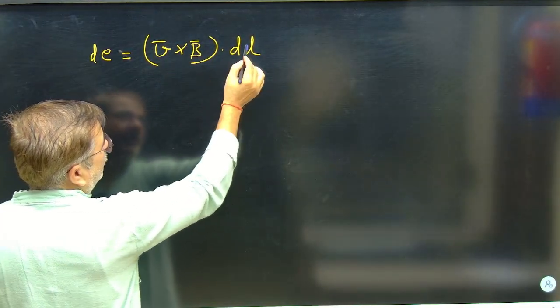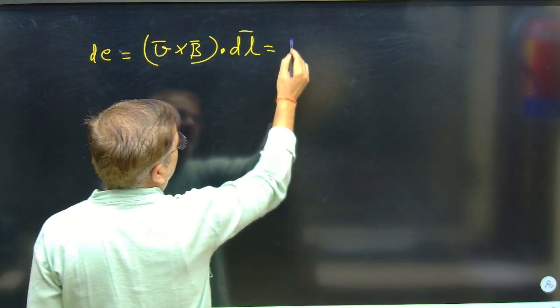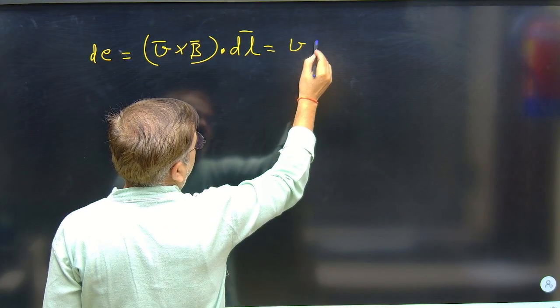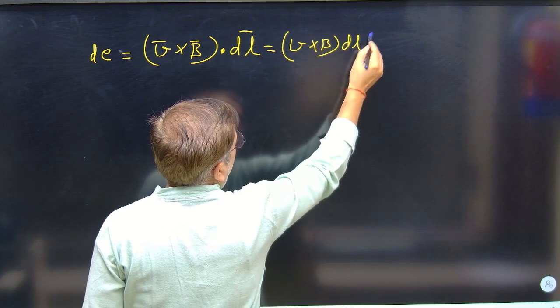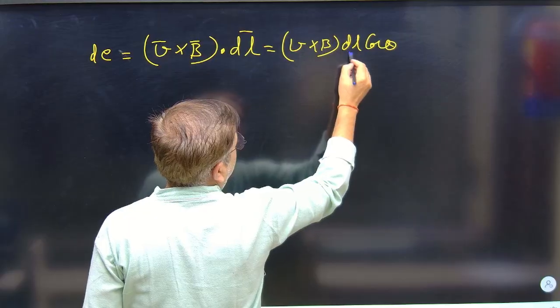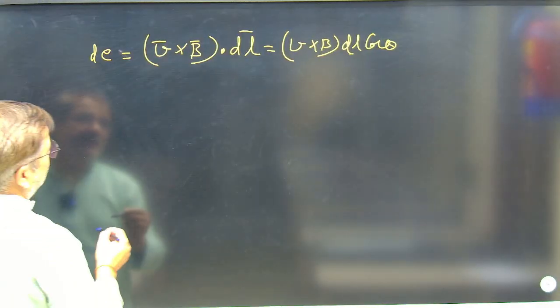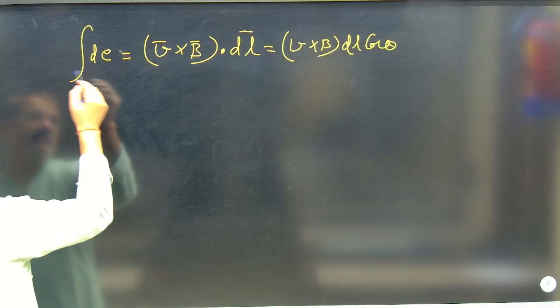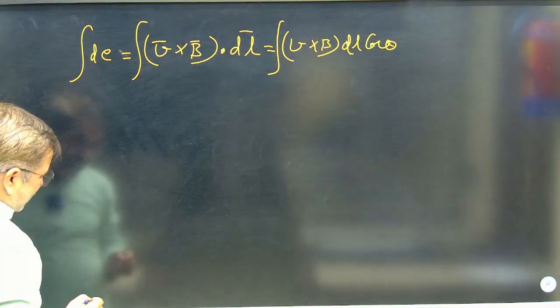The V cross B dot dl means V cross B into dl into cos theta, where theta is the angle between the V cross B and dl vectors. Now if I integrate, we will get the full EMF in any rod arrangement. So let us see that case.